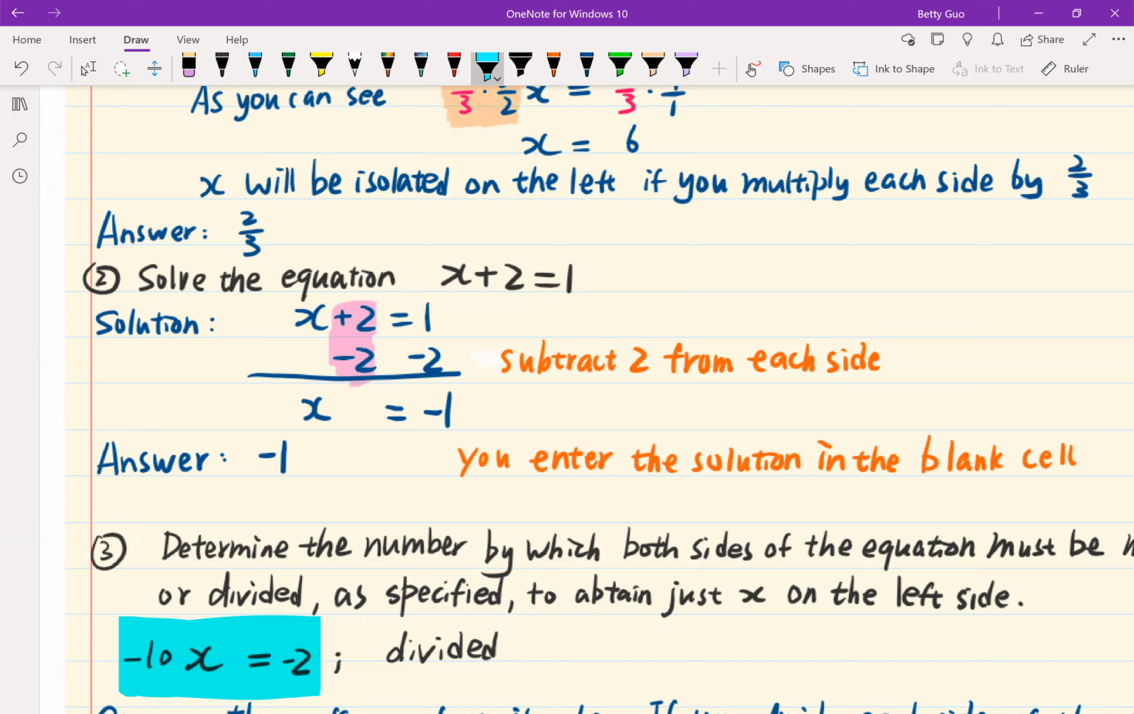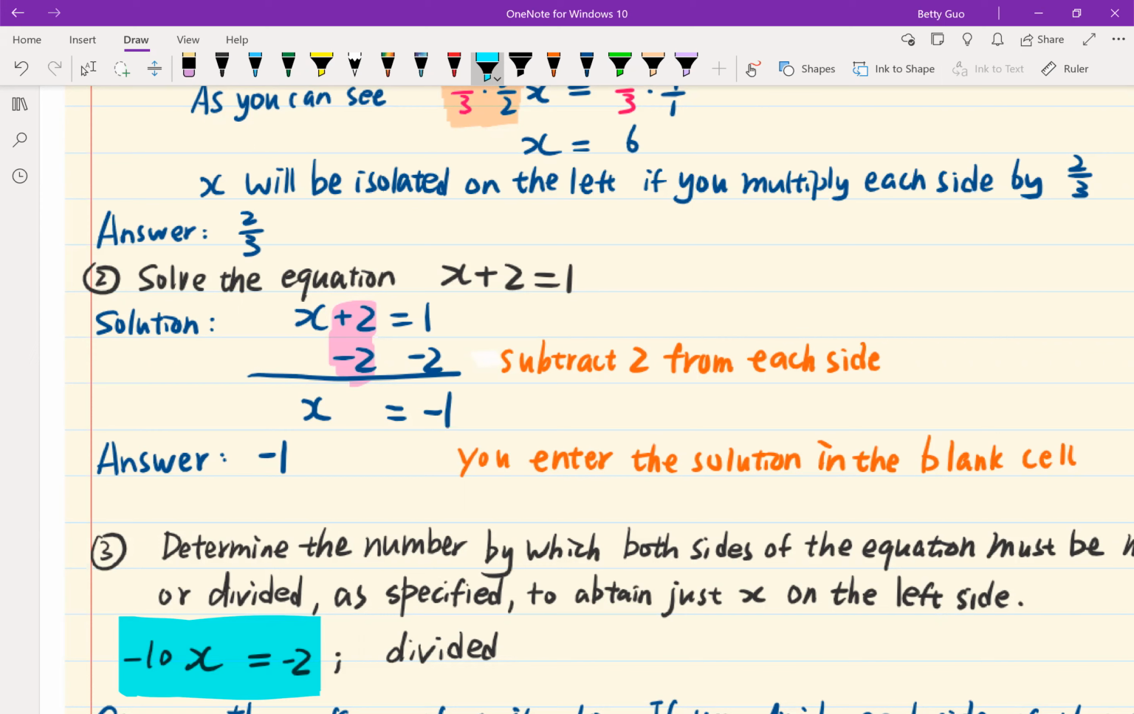So here we are going to divide, right? And which number are we going to divide by? Negative. We are going to divide both sides of the equation by the coefficient of x. The coefficient of x is -10. You are going to divide both sides by -10 to isolate x on the left.